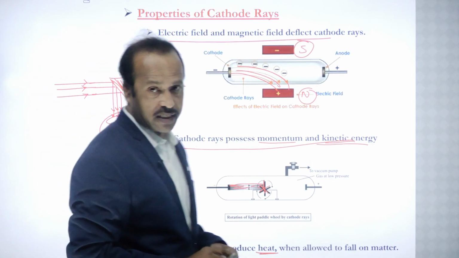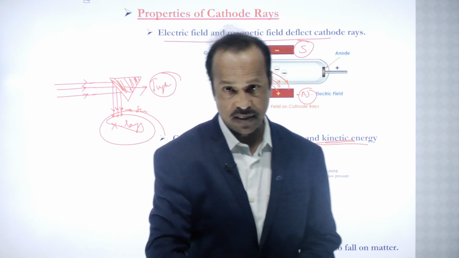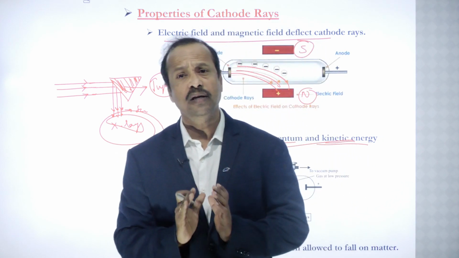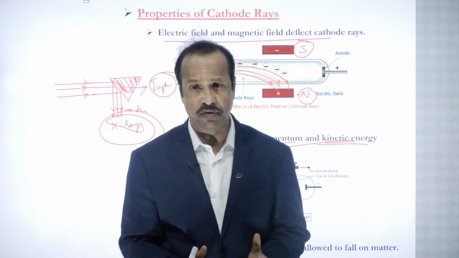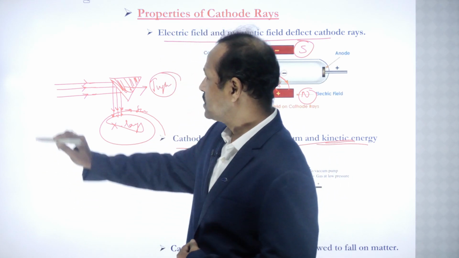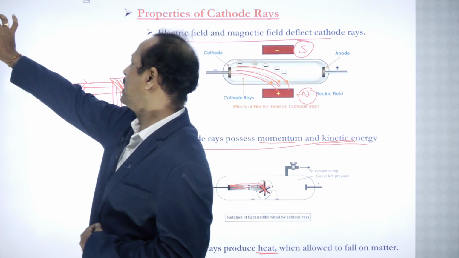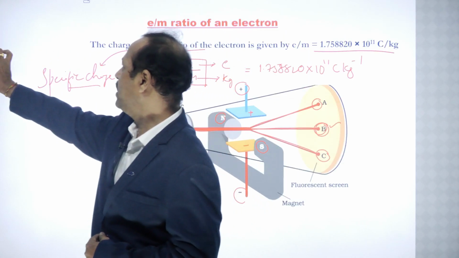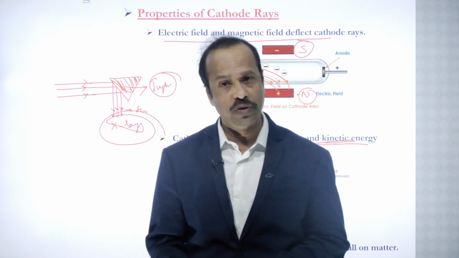Students, today we discussed the discharge tube experiment, that is, the discovery of the electron and the properties of the cathode rays. In the next class, we will discuss the e/m ratio of an electron. With this we stop today.